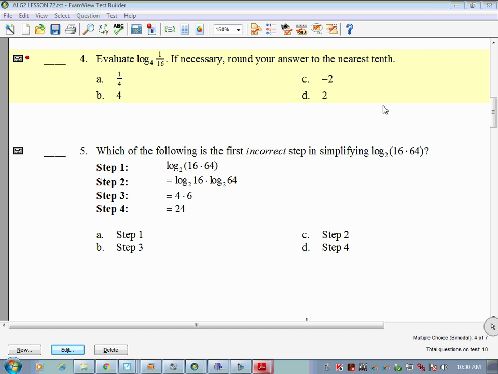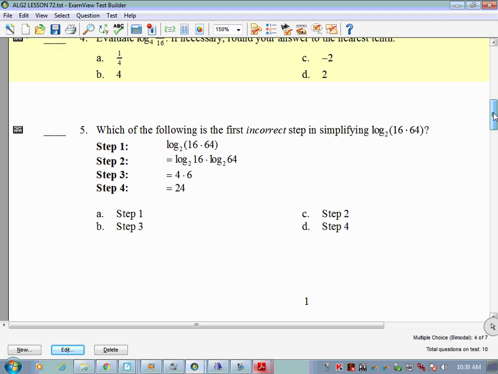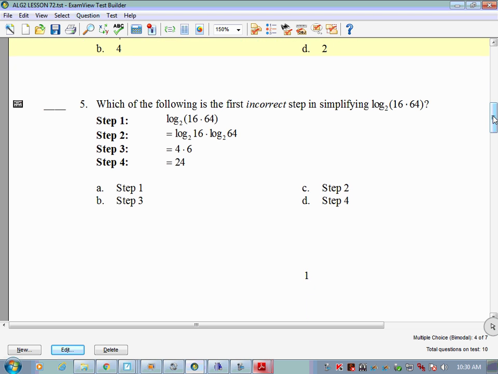All right, number 5. Which of the following is the first incorrect step in simplifying log base 2 of 16 times 64? Okay, so they show me the first step. They pretty much just write it out: log base 2 of 16 times 64. Look at step 2. Can anybody tell me what they did wrong in step 2?